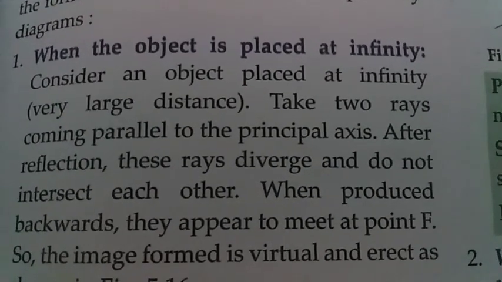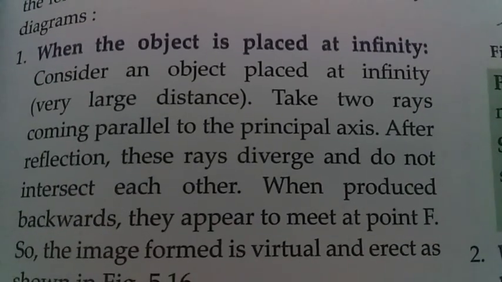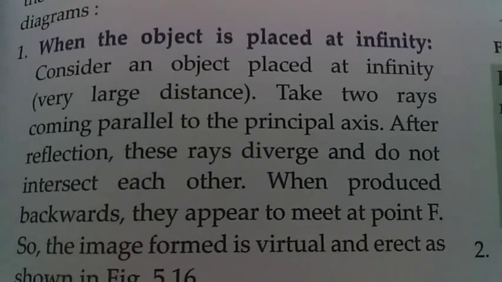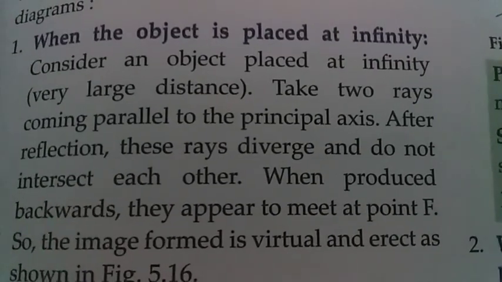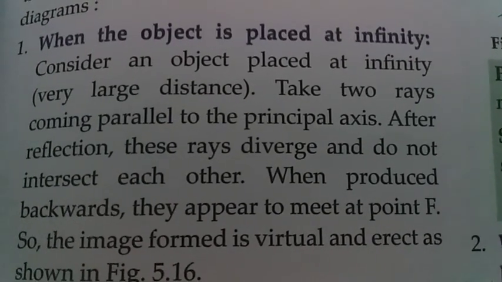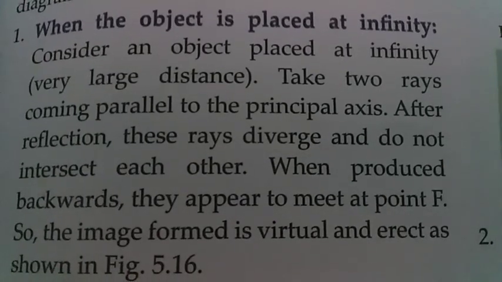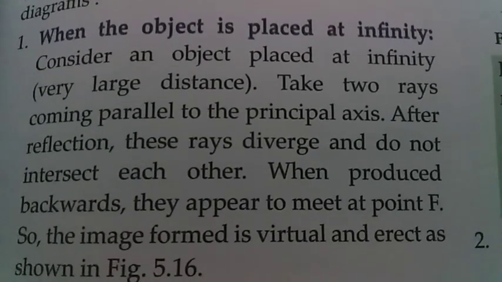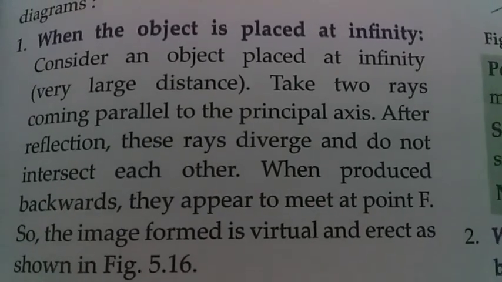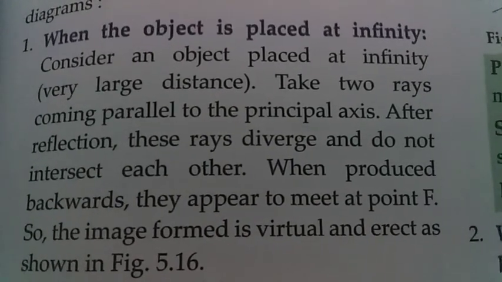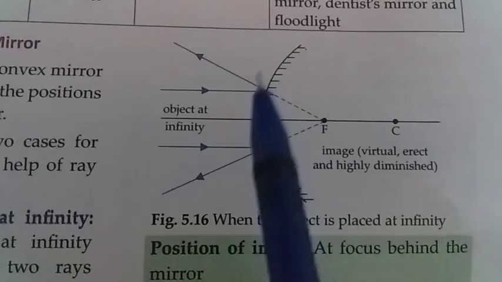So here we have considered two rays coming parallel to the principal axis. Now after reflection they diverge, they do not intersect each other. So when produced backwards they appear to meet at point F. So the image formed is virtual and erect. So this is a convex mirror.